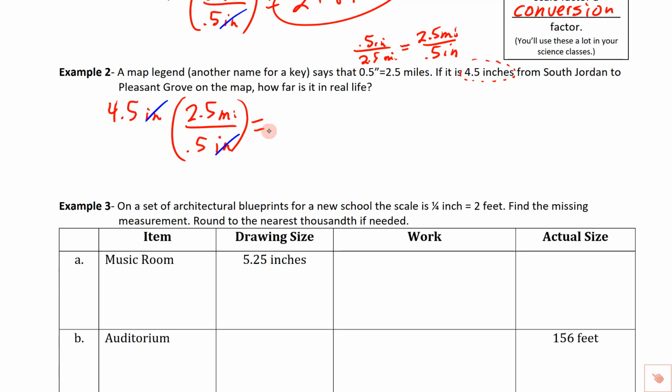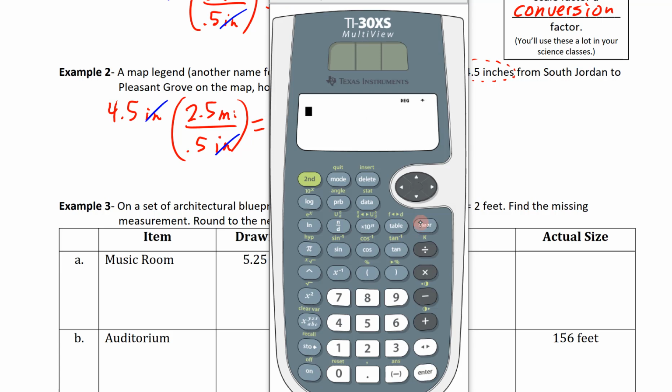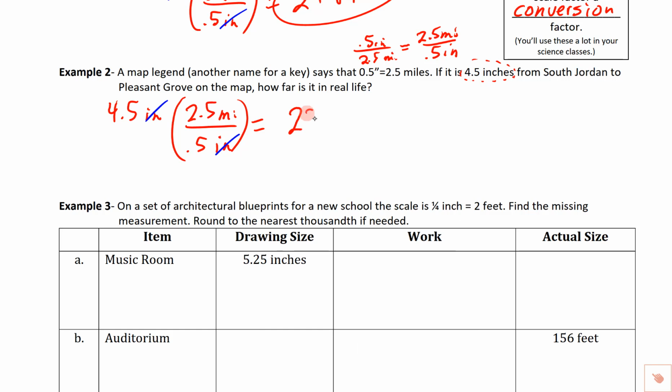Let's type this into the calculator and see what the calculator says. So I'll clear that one off. 4.5, and we're going to times by 2.5, and then we're going to divide by 0.5. All right, so we've got that in there, and we end up with 22.5. The only units left here are miles, so it's going to be about 22.5 miles from South Jordan to Pleasant Grove.